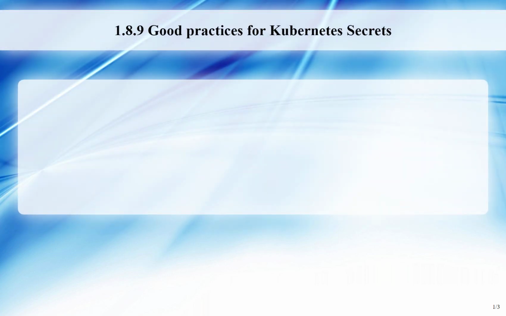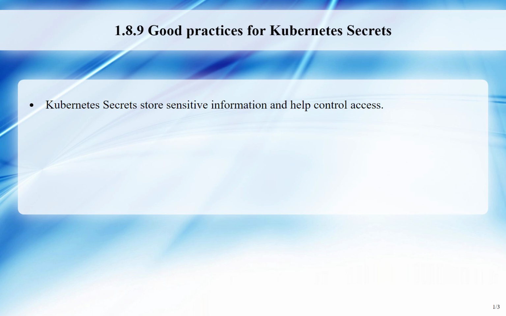Chapter 1.8.9 Good Practices for Kubernetes Secrets. In Kubernetes, secrets are objects used to store sensitive information like passwords, OAuth tokens, and SSH keys. They help control access to sensitive information and reduce the risk of exposure.